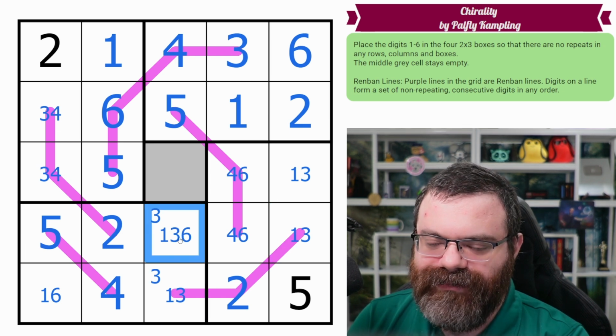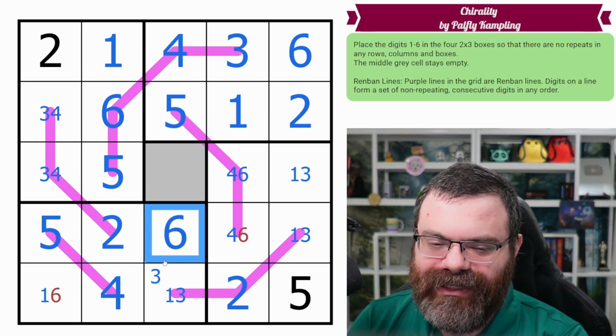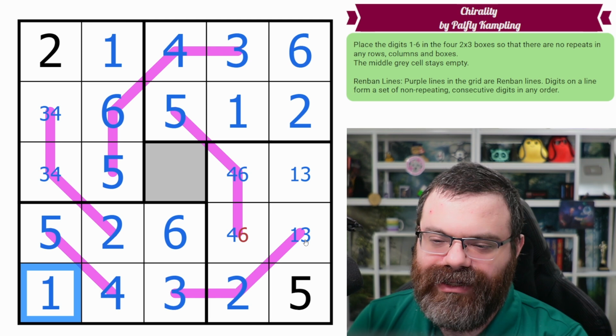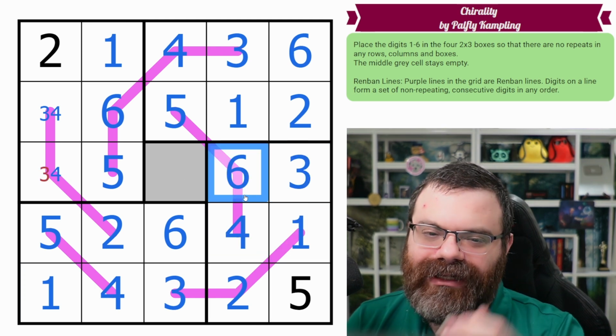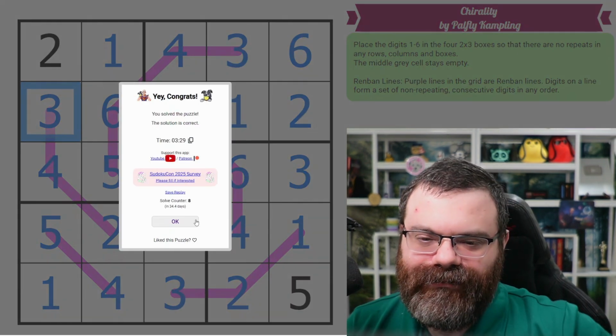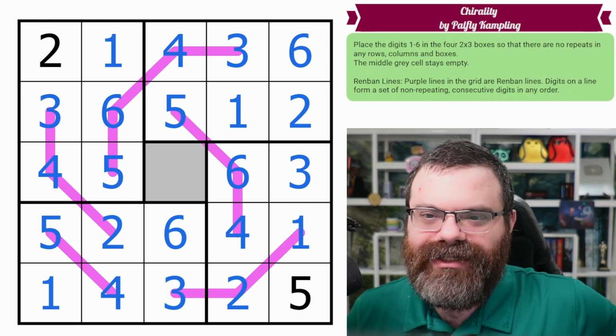This sees both of them. So it can't actually be a 1 or a 3, so it's a 6. Which then places the 3 in the box, the 1, places the 1 and the 3 here, the 4 and the 6 here, the 4 and the 3 here, and we're done. Nice and quick. All right, cool puzzle, Palfly.